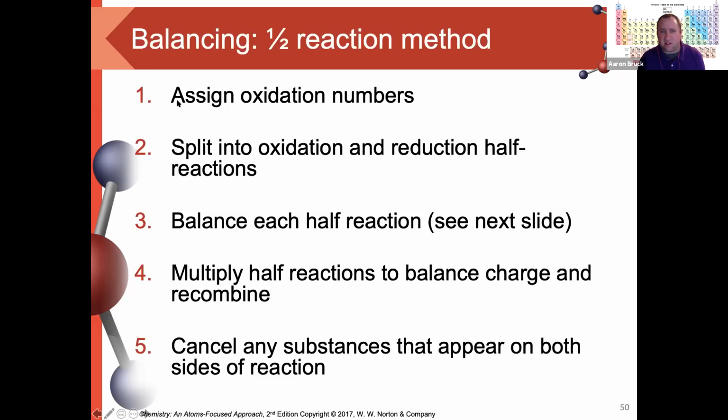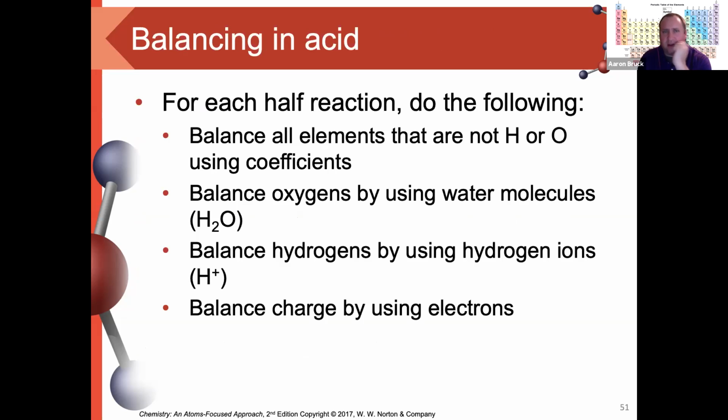And so the process starts the same way. We start with oxidation numbers. We then use those oxidation number changes to split the reaction into half reactions, an oxidation half reaction and a reduction half reaction. And then our next step is to balance those half reactions, multiply the half reactions to make sure that the number of electrons coming in and the number of electrons going out are the same, and then do any kind of cancellation that is necessary. And so let's kind of get into the process a little bit here, and I'll kind of show it off.